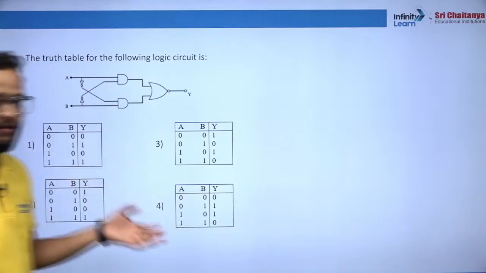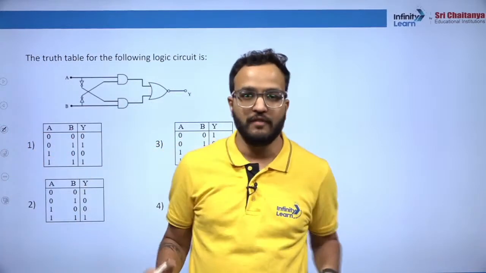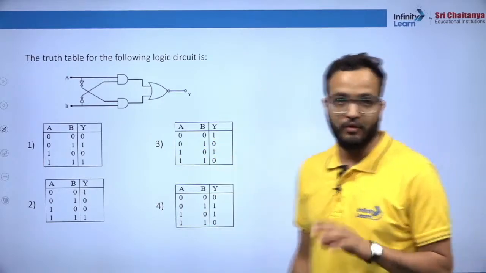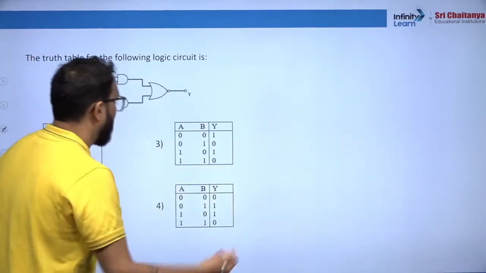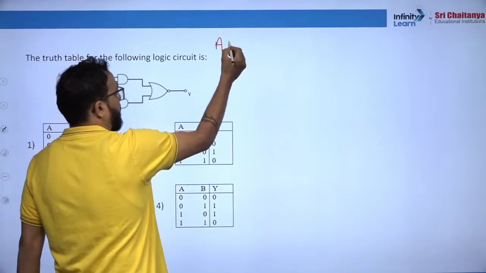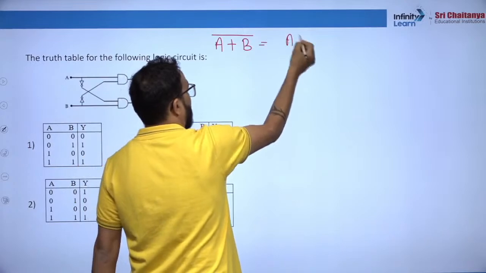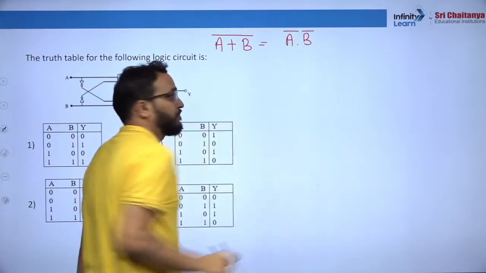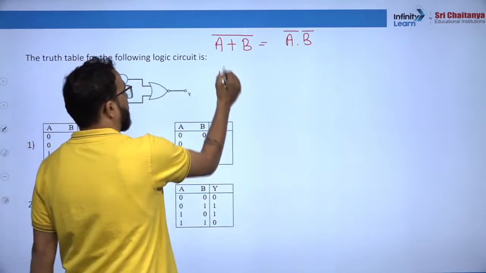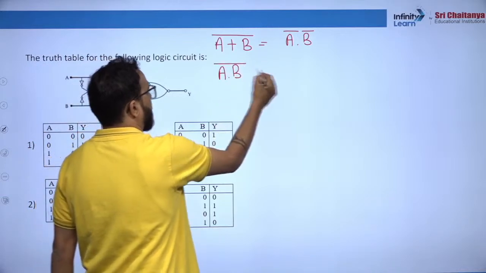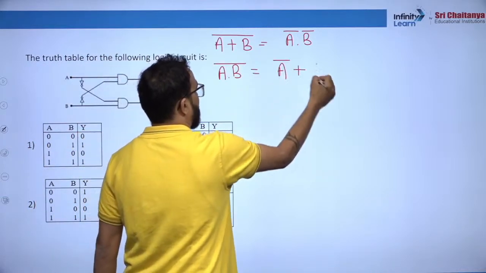Okay, so now let's have a look in this question. Students, there is a very important formula. Before we solve this question, I want to share that formula with you first of all. Whenever it is written that A plus B bar, so it will become A bar dot B bar, right? And if it is written A dot B bar, it can be written as A bar plus B bar.